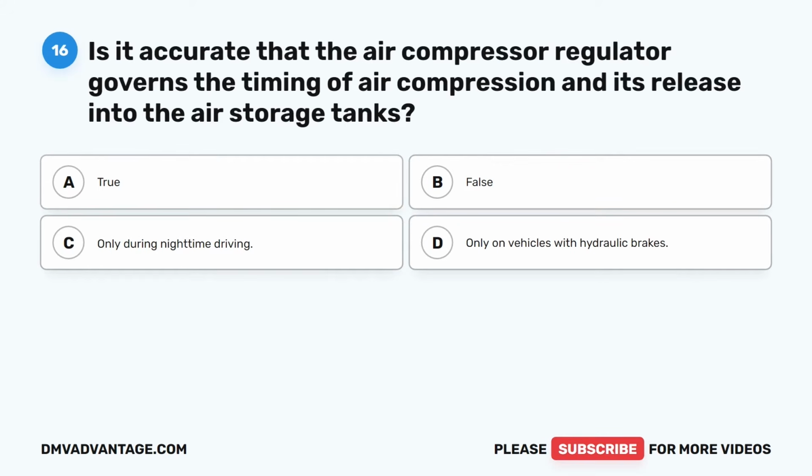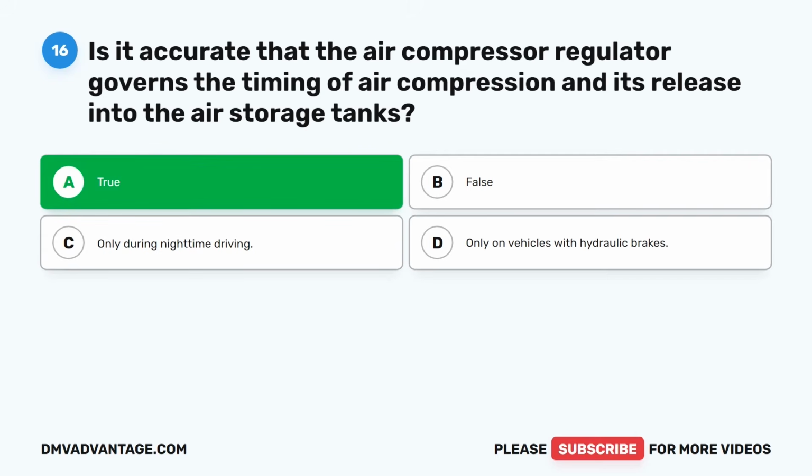Question 16. Is it accurate that the air compressor regulator governs the timing of air compression and its release into the air storage tanks? A. True. B. False. C. Only during nighttime driving. D. Only on vehicles with hydraulic brakes. The correct answer is A.